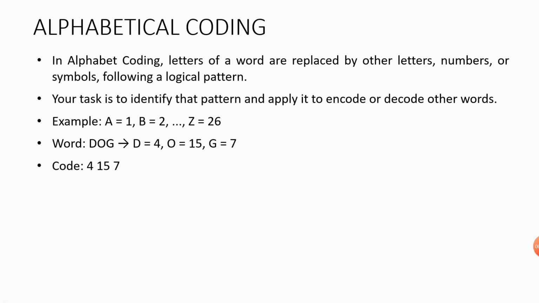Next is alphabetical coding. Alphabetical coding is the basic, common thing that we use regularly in any kind of letter series. Like in the previous example, D is 4, O is 15, likewise. Then we are coding the number. So that's all the coding types I have explained.